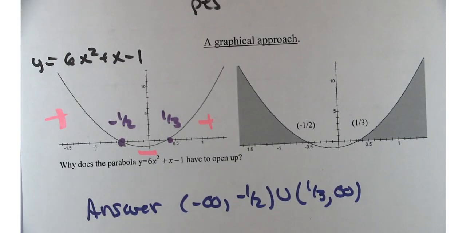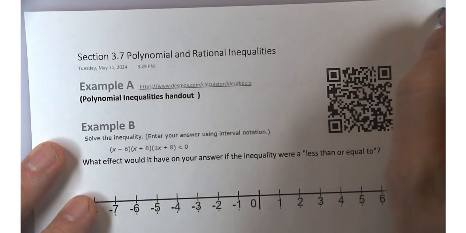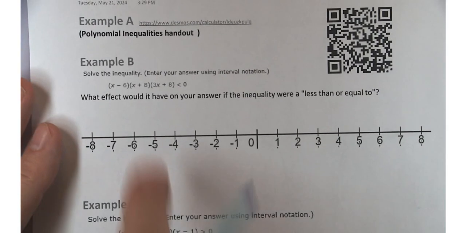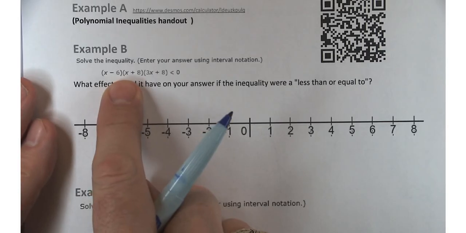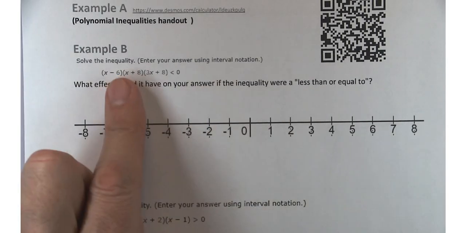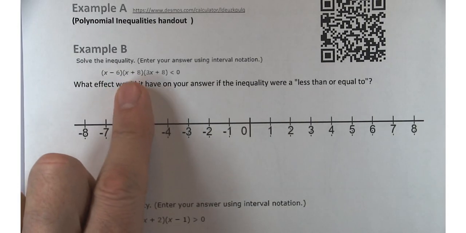Now the reason that we do all this testing of points is because eventually the graphs get a little bit more complicated, and it's tough to see that. So let's look at example B here on your other handout. And again, we've got an inequality. If I multiplied it all out, what would this be? What degree would I get here?